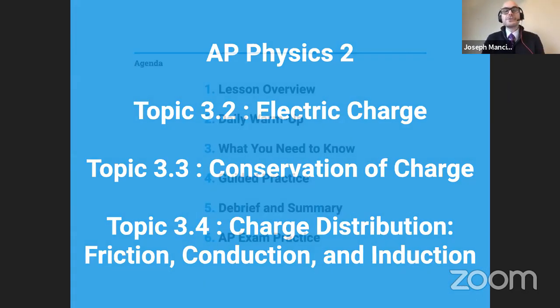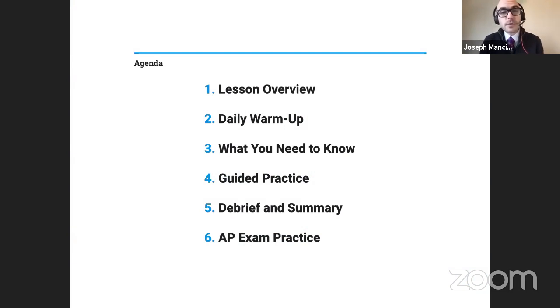As always, we're going to run through the agenda first. We'll start with a lesson overview and talk through what we'll be doing in today's lesson, and then we'll do our daily warm-up. We'll pick up where we left off yesterday with the last question from thermodynamics, and then segue into some work for today. We'll outline what you need to know to be successful on an electrostatics question, should you have one on the AP exam. And then we'll walk through some guided practice, some released questions from the College Board that'll point you in the right direction as you prepare for this test.